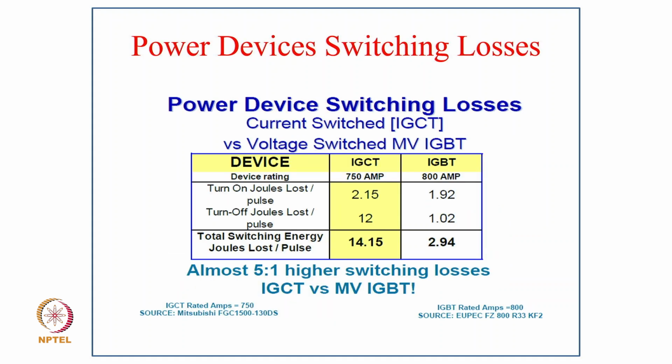Now typically the power device switching losses, that is the current of the IGCT and the voltage switched across the medium voltage IGBT. You can see here, for an IGCT of 750 and an IGBT of 800 ampere, how the losses are. The total switching loss in joules per pulse is 14.15 in the case of the IGCT and 2.94 in the case of the IGBT. So there is about 5 to 1 higher switching loss in the IGCT compared to the medium voltage IGBT.